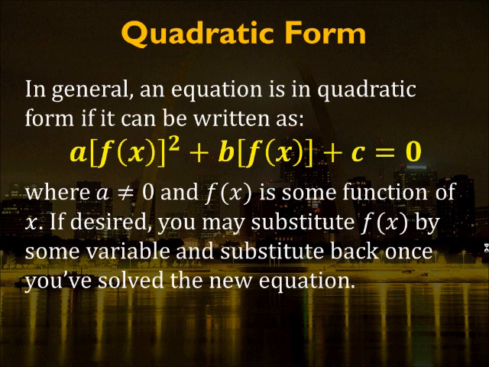Well, in general, an equation is in quadratic form if it can be written as a times f of x squared plus b times f of x plus c equals 0, where a is not equal to 0 and f of x is some function of x. If desired, you may substitute f of x by some variable and substitute back once you've solved the new equation.